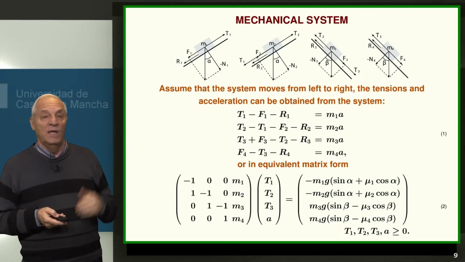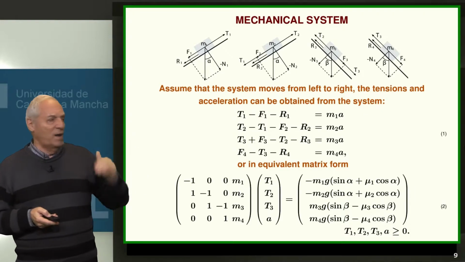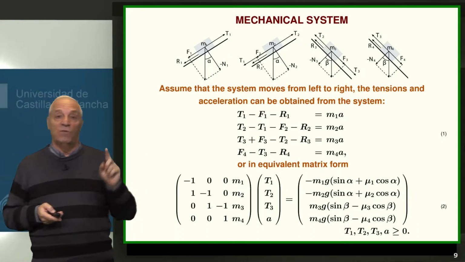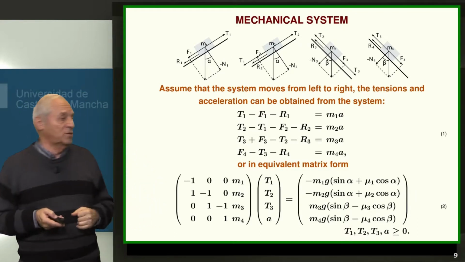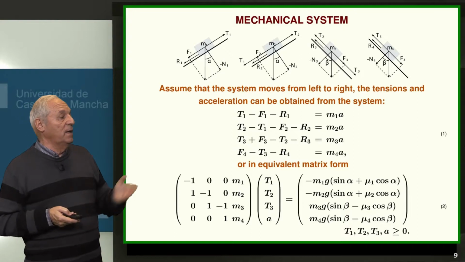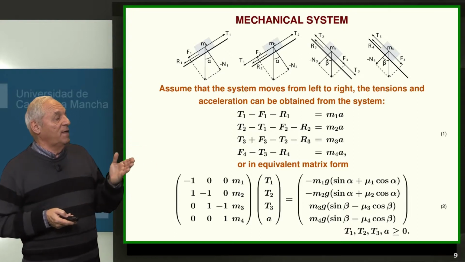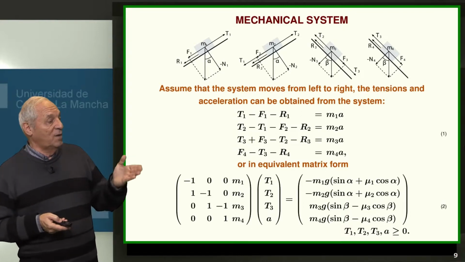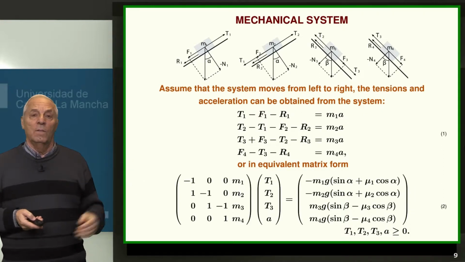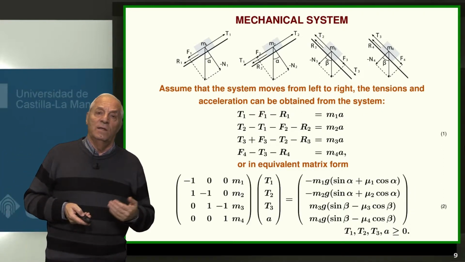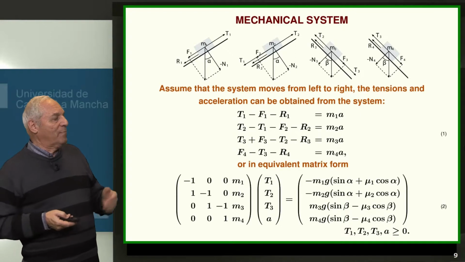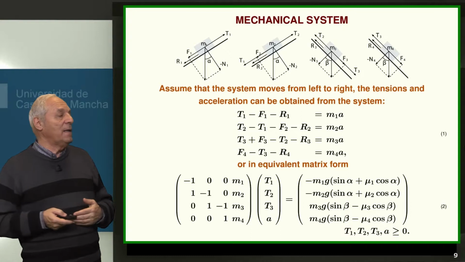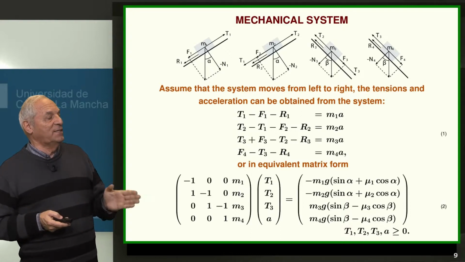In the first mass, we have T1, F1, N1, and R1, with their corresponding signs, and that is equal to the mass, which is m1, times the acceleration a. Look, since the masses are all joined by ropes, the accelerations are the same for all masses. The second mass has a total force given by T2 minus T1 minus F2 minus R2, and it is equal to its mass times the acceleration. The same goes for masses m3 and m4.